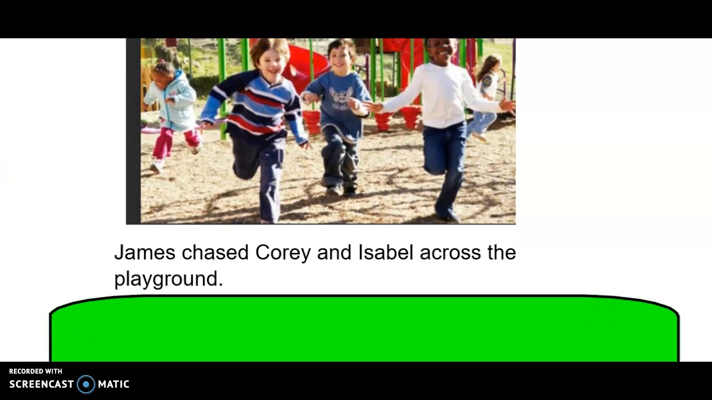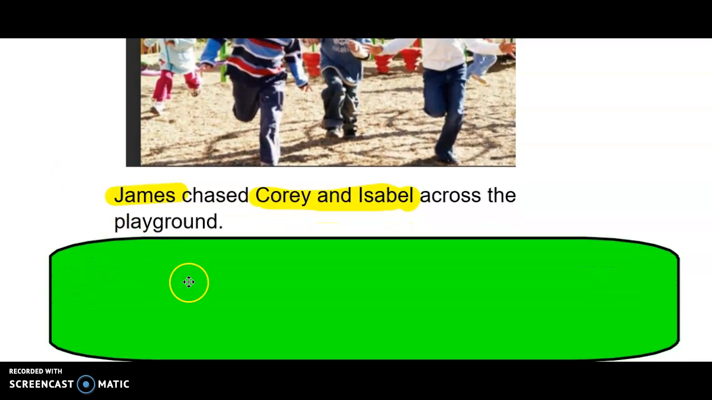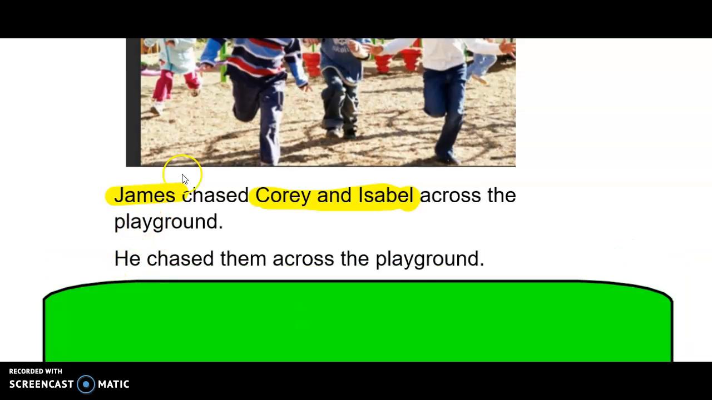Then I'm going to have you substitute the nouns in the sentence with pronouns. Okay? Correct subject and object pronouns. So James is going to be my subject. He is singular and male. And then Corey and Isabel is going to be plural and third person. So I might say something like, he, for James, chased them, for Corey and Isabel, across the playground.